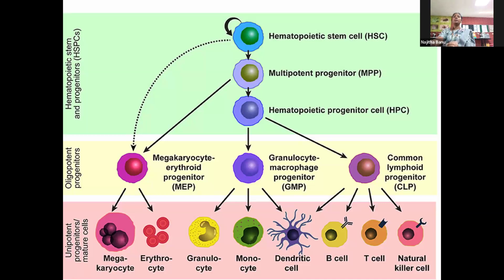From these multipotent progenitor stem cells, it gives rise to the megakaryocyte-granulocyte-mega progenitor cells and then the lymphoid progenitor cells. So the erythrocytes are formed. From the erythroblast, your erythrocytes, that is your RBCs, are formed.